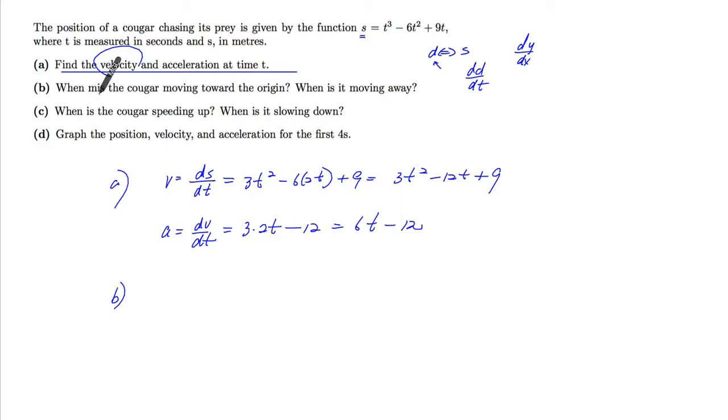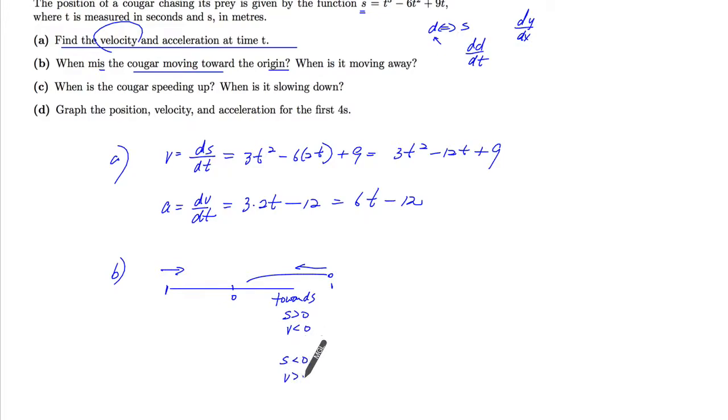Okay, when is the cougar moving toward the origin and when is it moving away? Okay, so there's two scenarios. If the cougar is already positioned far away, so a positive distance away from the origin, we need to have a negative velocity to be moving towards it. So in other words, if s is positive, velocity needs to be negative, then we're moving towards the origin. Or if s is negative, so we're here, then the velocity needs to be positive to be moving towards the origin. So there's two scenarios where we can be moving towards the origin.